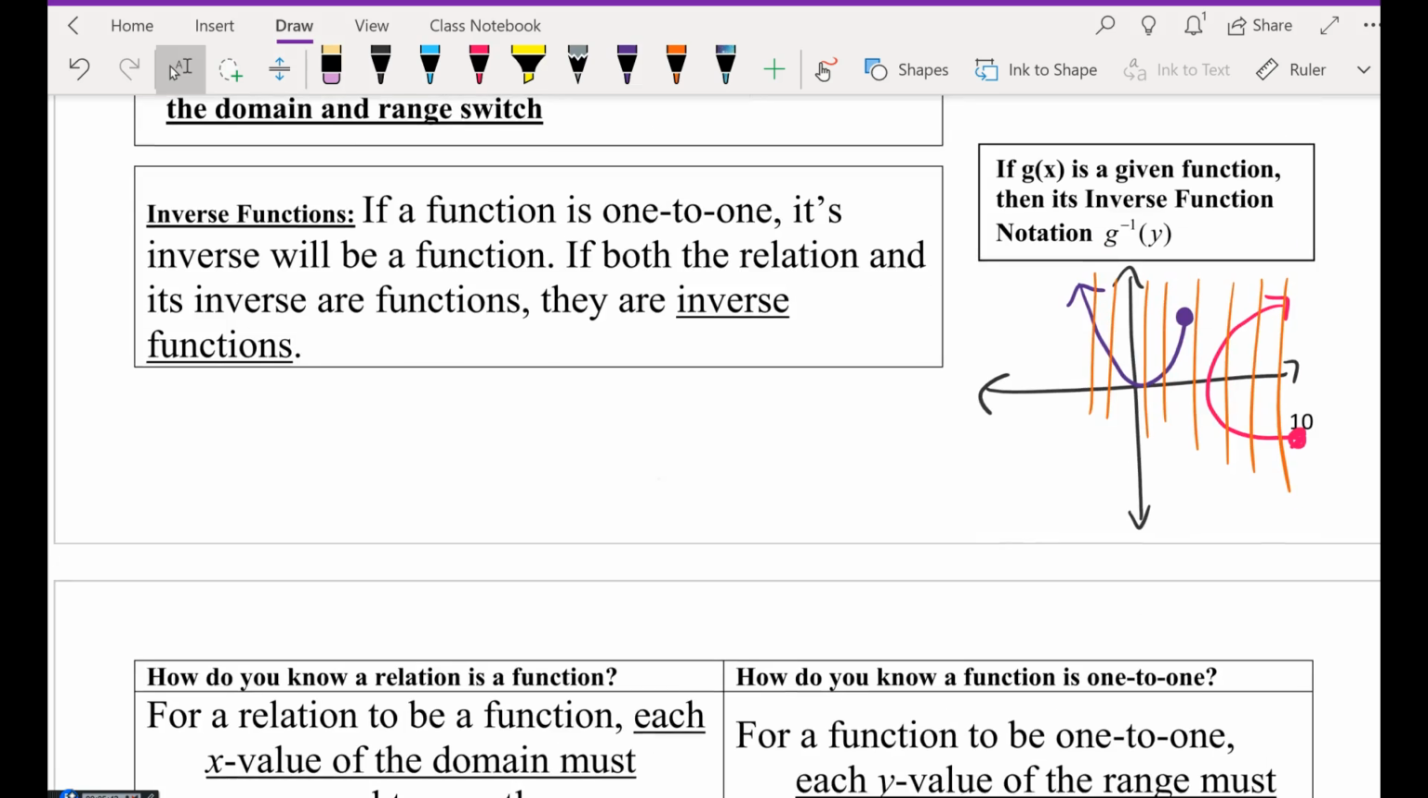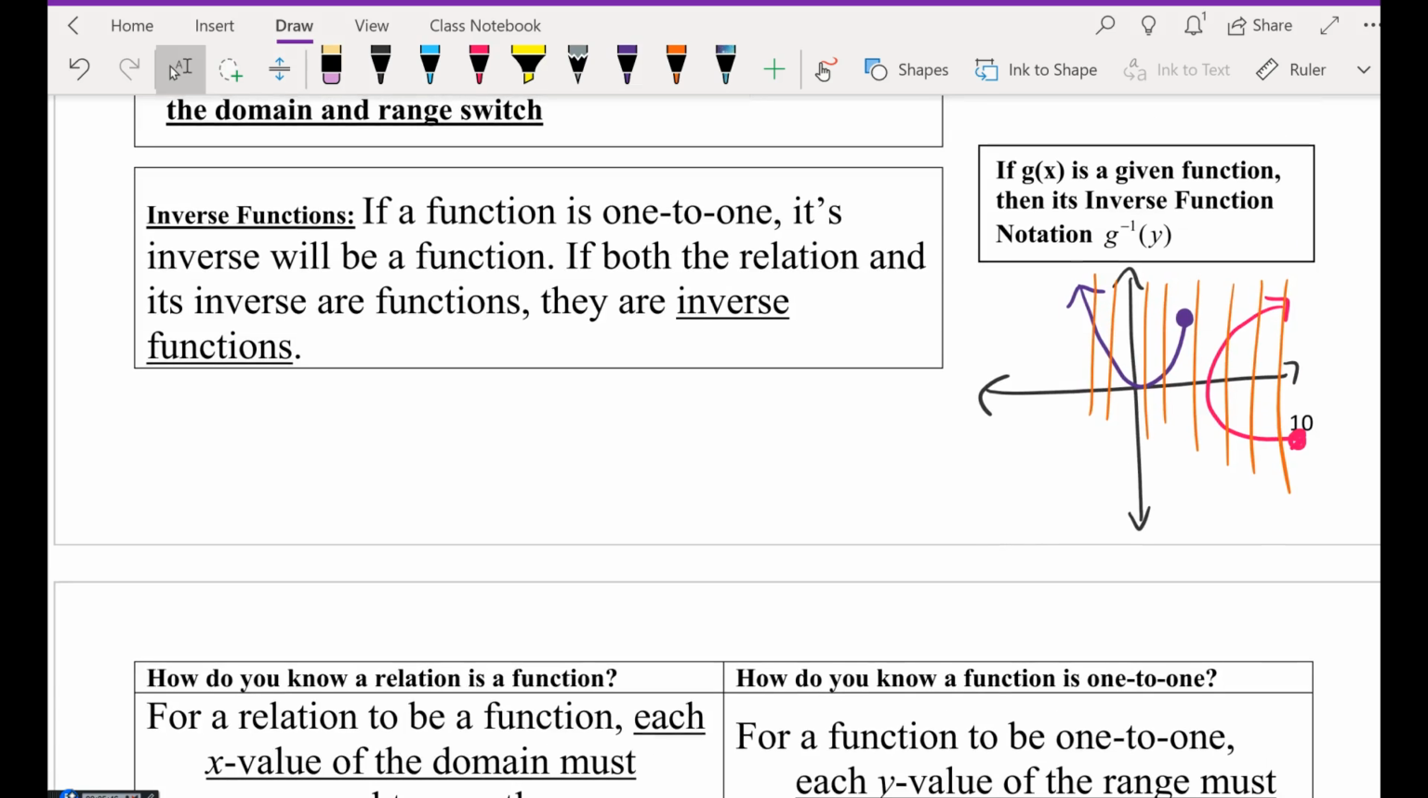So now let's read the inverse function definition. Brooke, can you help me read it? If a function is one-to-one, its inverse is a function. If both the relation and its inverse are functions, they are inverse functions. Okay, now we have to go even more into the function. Between the purple and the red, we decided the red is not a function. Can you guys agree? So if it's not a function, then it's not a one-to-one function, okay?